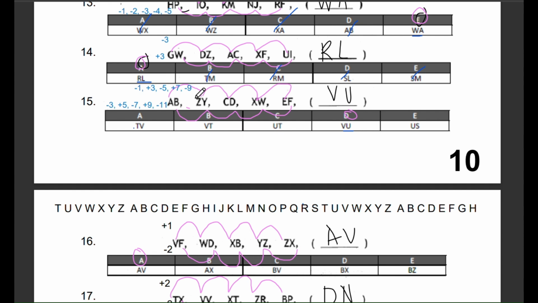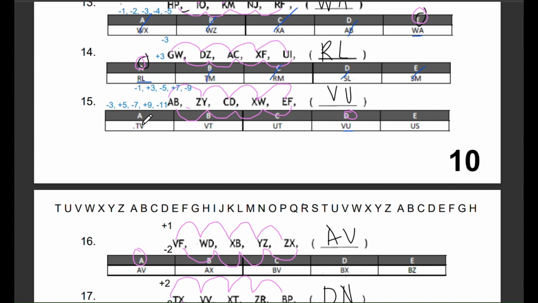So A to Z is -1, Z to C is +3, C to X is -5, X to E is +7, and E to the next letter would be -9. Now let's examine the second letters. The pattern here is -3, +5, -7, +9, and -11.